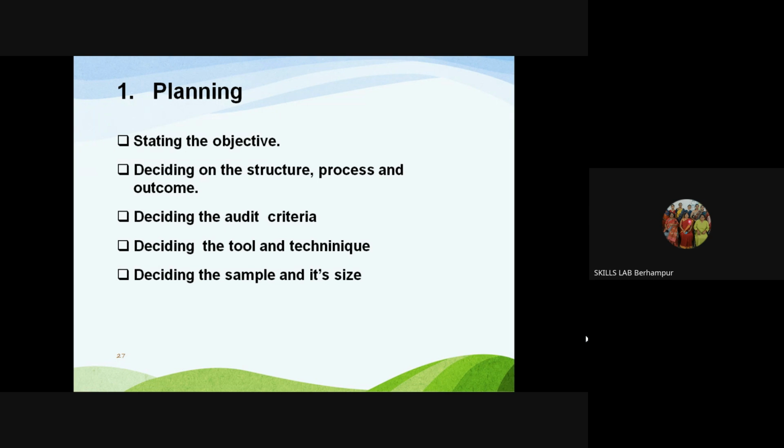Setting the objectives of the class or content, and deciding on the structure, process, and outcome. Structure, process, and outcome, and deciding the audit criteria. We also decide the tool and the techniques. What technique will we use? Interview technique, questionnaire technique, or any type of survey technique. What type of techniques are we using? And deciding the samples. Who is the sample?